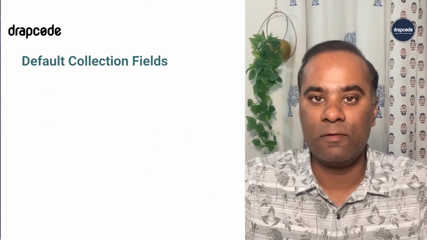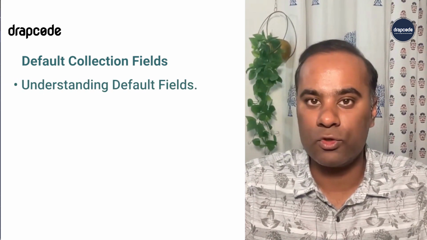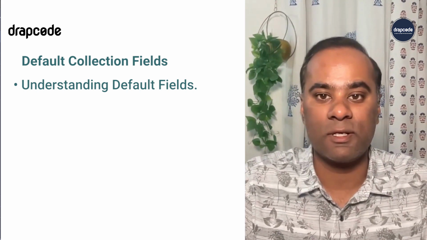In this video, we will understand what the default collection fields are. Whenever you create a collection in DrapCode to store data, what default fields get created so that you don't have to create them explicitly.